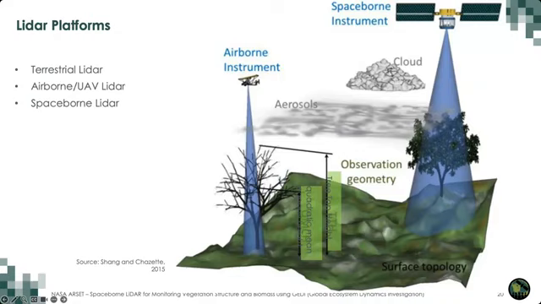Second, aircraft and unmanned aerial vehicle, or UAV, platforms offer a balance between resolution and coverage. Airborne LiDAR typically achieves point densities of 1 to 50 points per square meter and is widely used for topographic mapping, forest inventory, and hydrological studies. Third, satellite-based systems like NASA's JEDI and ICESat-2 provide nearly global coverage, but with lower spatial resolution. These systems are essential for understanding large-scale patterns in vegetation structure, ice sheet dynamics, and global carbon cycles.